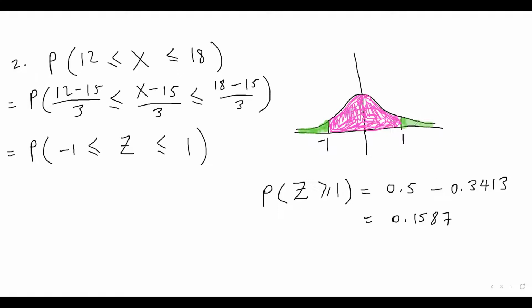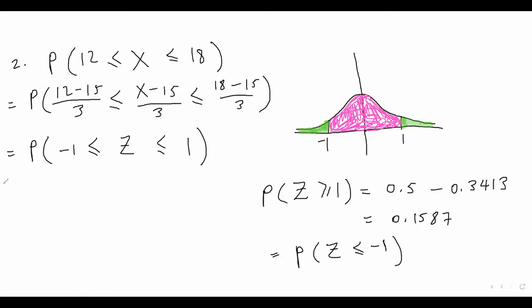And this is the same as the area on the left between negative infinity and -1. So this over here is equal to the probability that Z is at most -1. It's equal to that because of the symmetry of the standard normal curve.